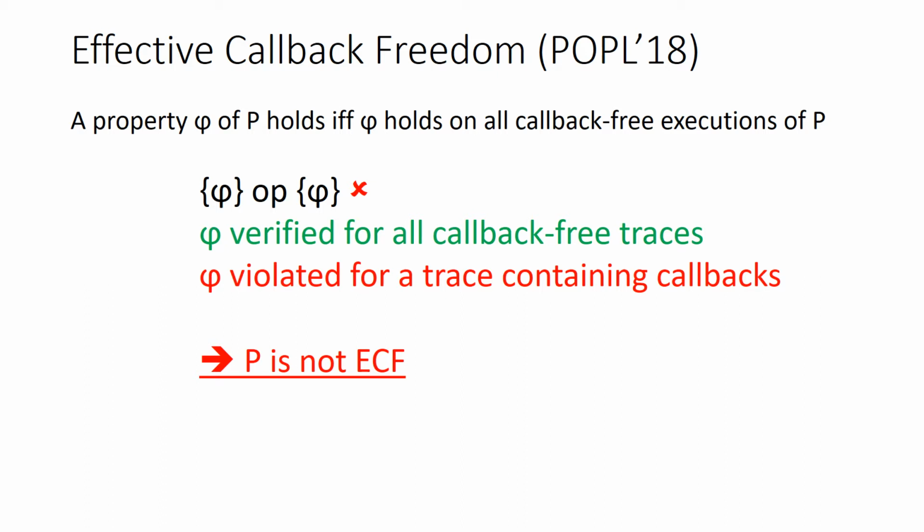Our previous example was not ECF. The property held on all callback-free traces, but was violated for a trace with callbacks. We want to allow callbacks in programming and in runtime, but not in ways that will break invariance of the code. Therefore, if we prove a contract is ECF, it will suffice to check just the callback-free executions.